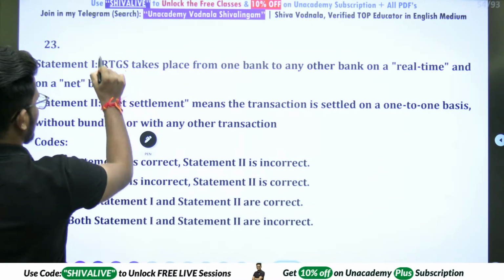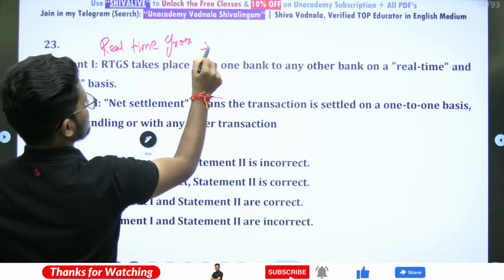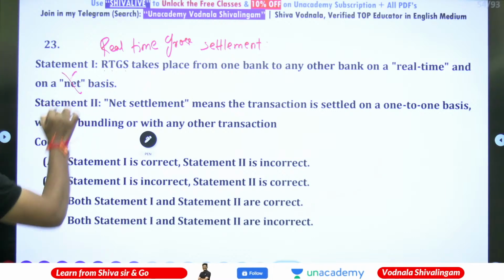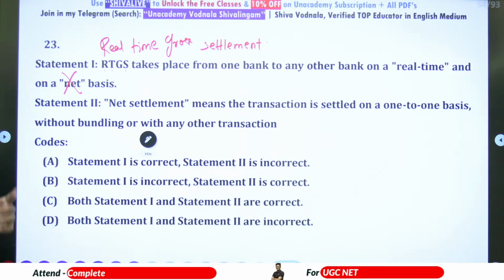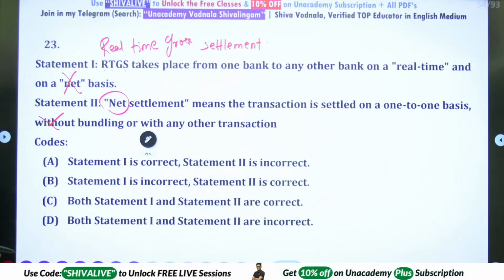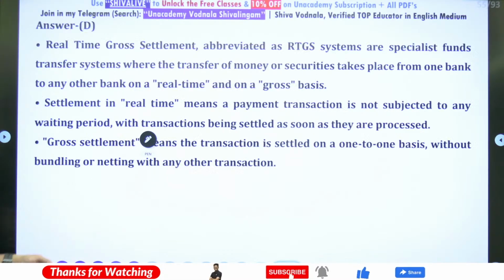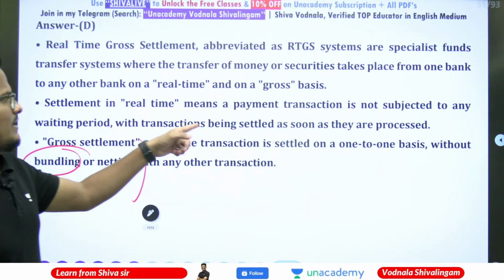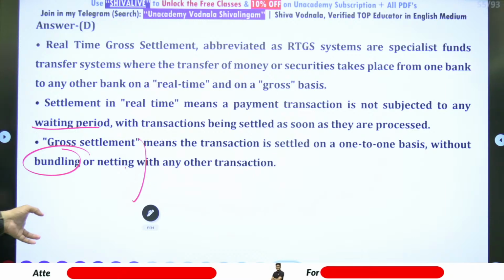Real time gross settlement is the full form. So real time net basis is wrong, that is gross. Net settlement means the transaction is settled with bundling, not without bundling. So both are incorrect statements. Gross settlement means a transaction on one-to-one basis without bundling, whereas settlement in real time means payment of the transaction is not subjected to any waiting period. It will be cleared as and when they are making a payment, not on net basis, it is on gross basis.